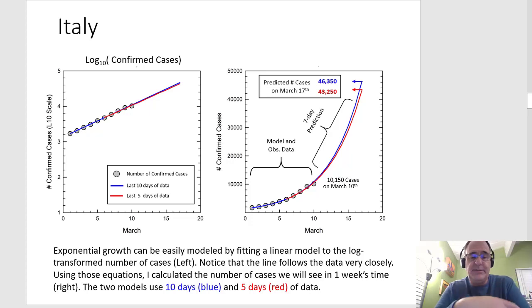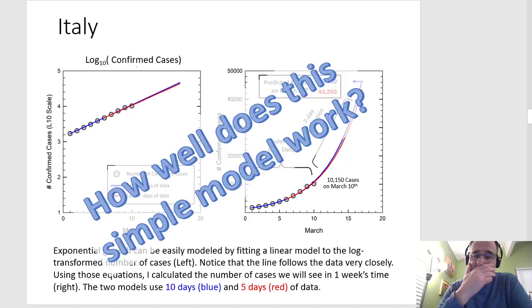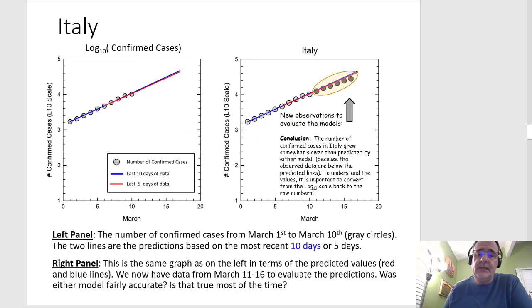So what you'll see is a series of countries in which we look at these predictions and evaluate their properties. So how well does this simple model work? I mean, it's as simple as could be. There's no biology. There's no anything except exponential growth. So again, let's look at Italy. We talked about that. The left panel is what you've seen before. The right panel is new.